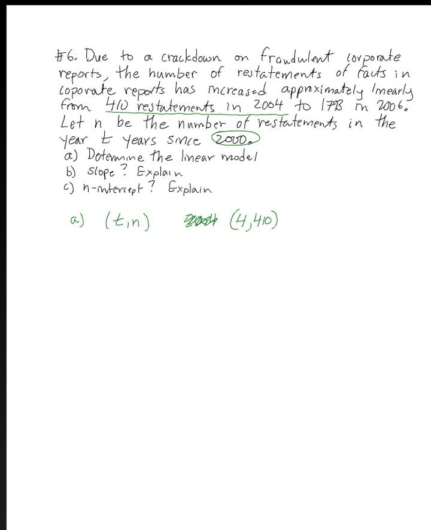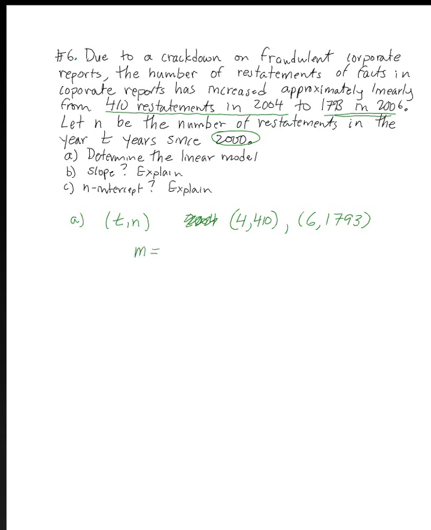So you can see I almost made the very common mistake there. The common mistake I'll see students do, they'll put 2004. It should just be 4. And then the next one is over here in 2006. So t would be 6. N would be 1793.